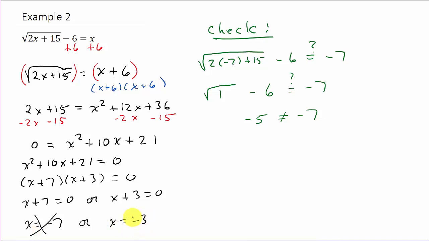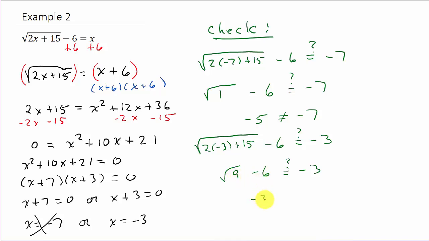Now let's try the negative 3. So let's plug that in. So I've got the square root of 2 times negative 3 plus 15, minus 6, and I need to know, does that equal the negative 3 that I plugged in for x? So let's look at this. 2 times negative 3 is negative 6. Negative 6 plus 15 is 9. The square root of 9 is 3. 3 minus 6 is negative 3. And so I do get negative 3 equals negative 3. So my solution is x equals negative 3.